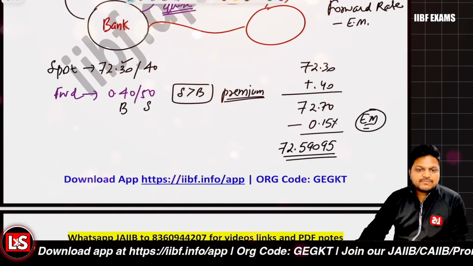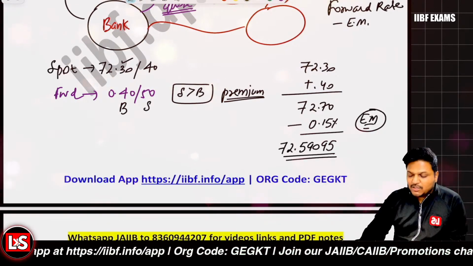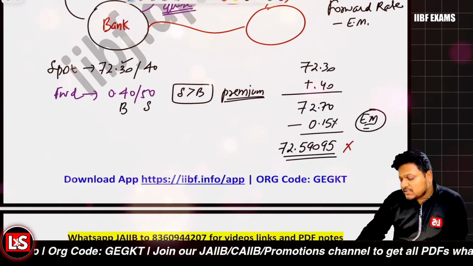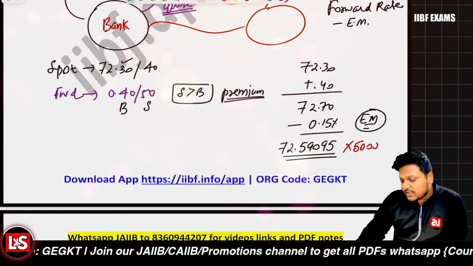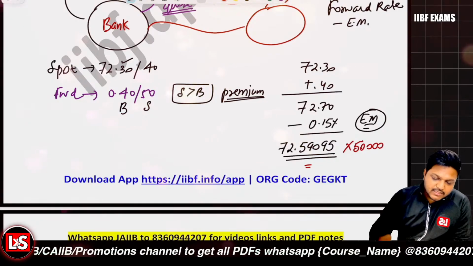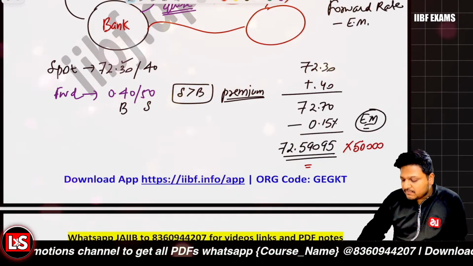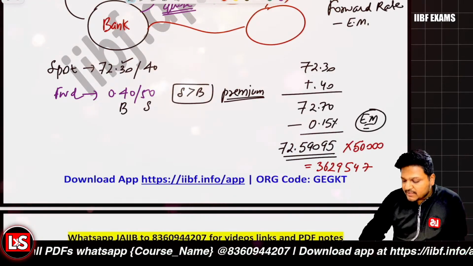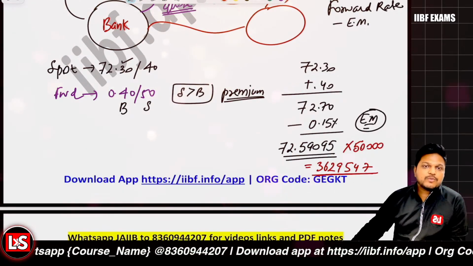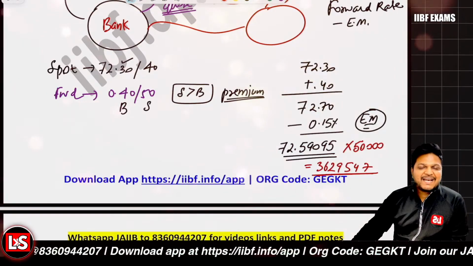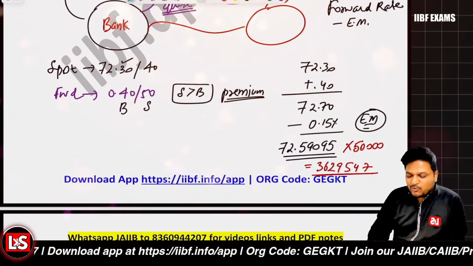72.59095 it is. Okay. So we have to again multiply it with 50,000, so that this much amount will be credited to the customer account. So into 50,000, it is 3629,547. This amount will be credited to the customer account, right? I hope that you must have understood the complete question here.